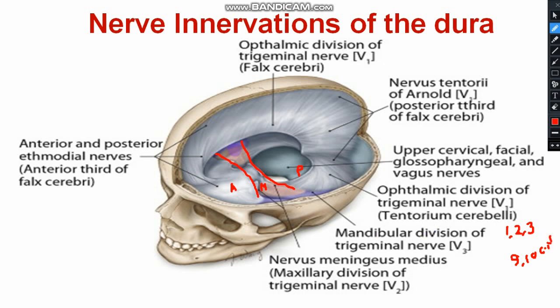Whereas here in the vault there are only a few sensory nerves, which are derived mostly from the ophthalmic division of the trigeminal nerve.